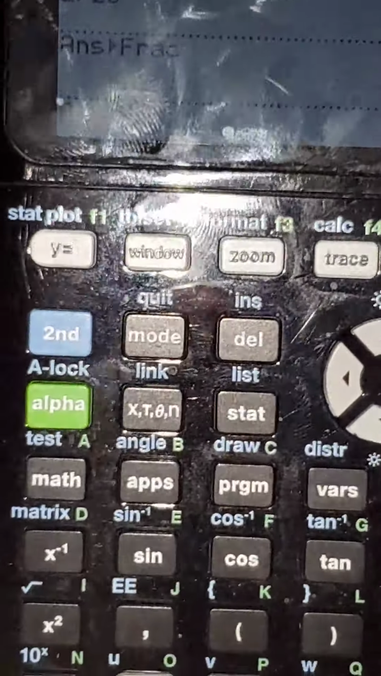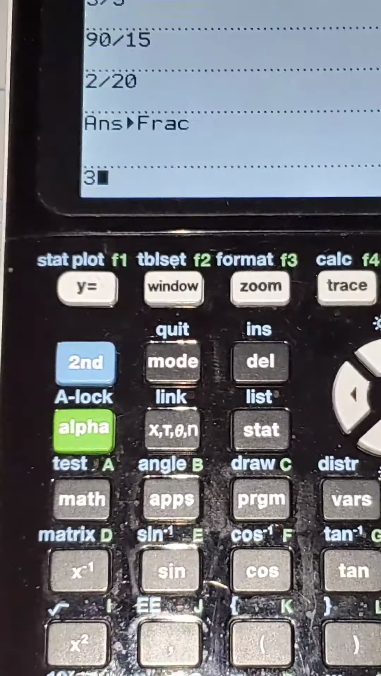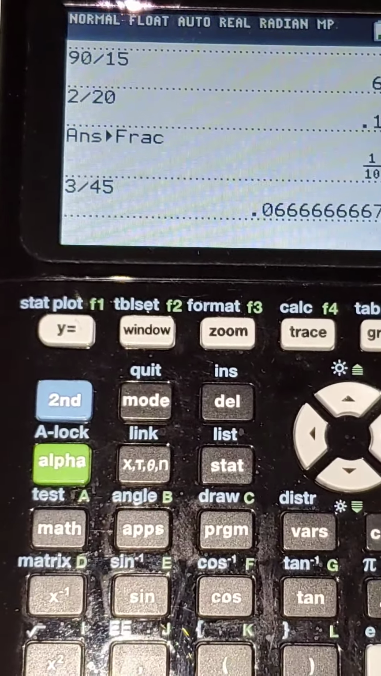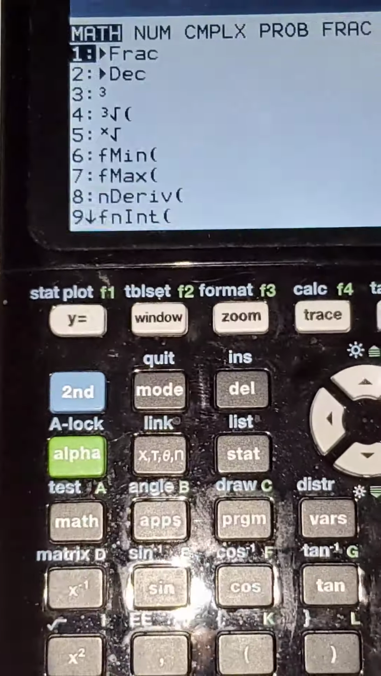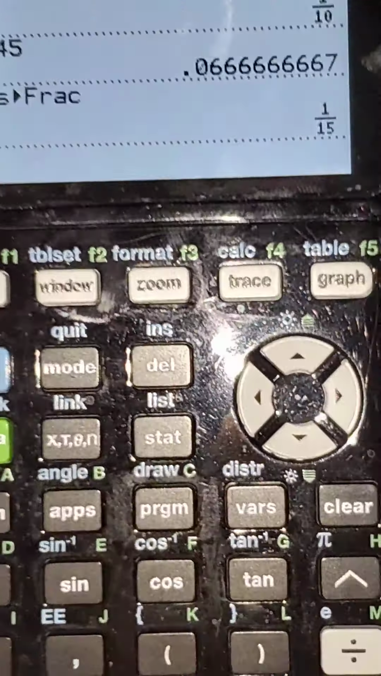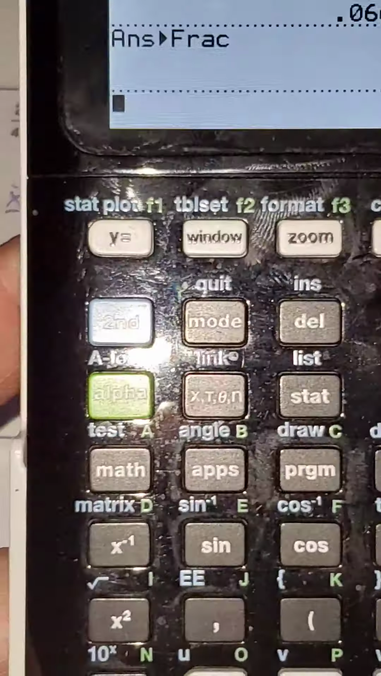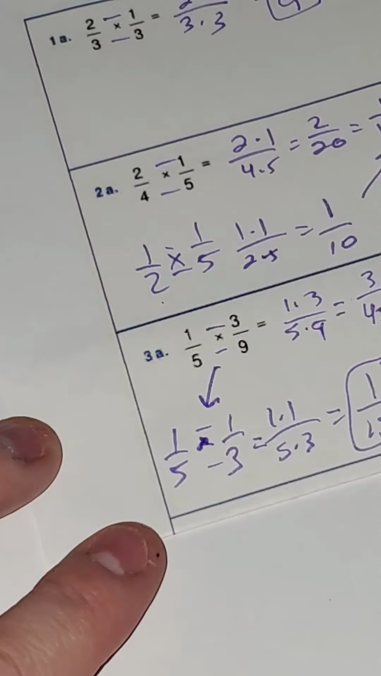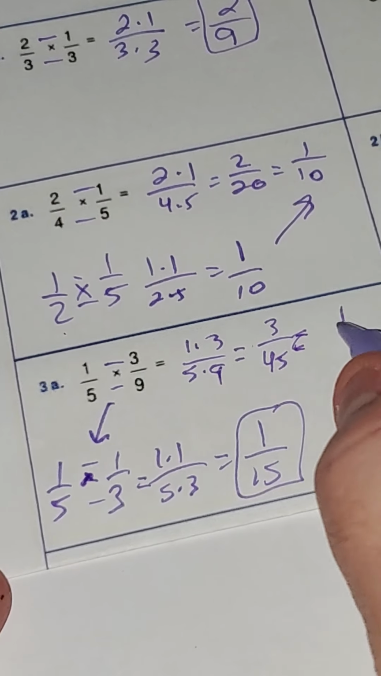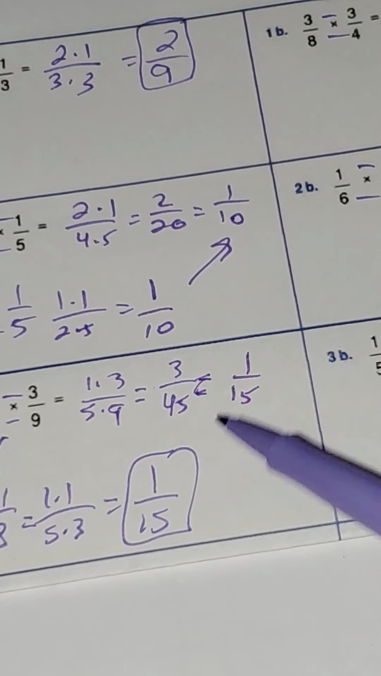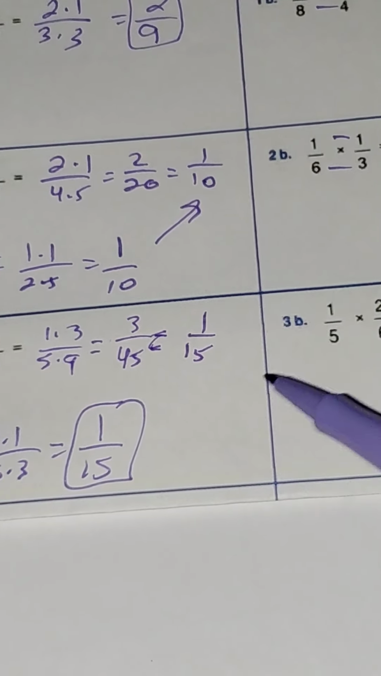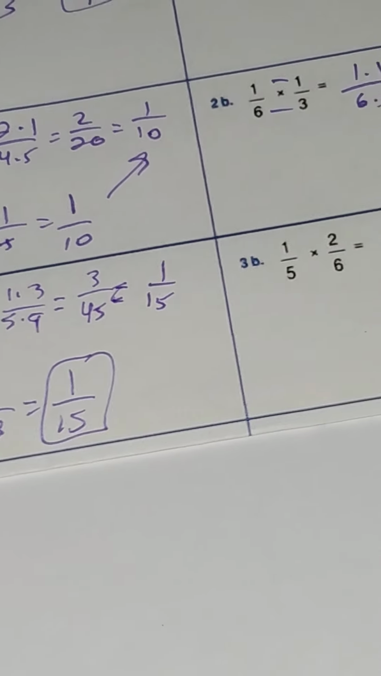Now, back to the calculator and watch what happens here. We've got 3 divided by 45, and that gives us this decimal. If I go into math and hit enter for fraction and enter again, notice it reduced my fraction again into 1 over 15. Again, we prefer you to try to get to the point where you don't need to use the calculator, but it's a great way to check yourself. And until you really master reducing fractions, it's a good way to help you learn.